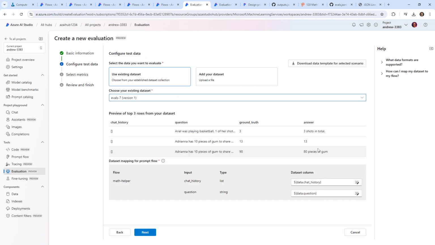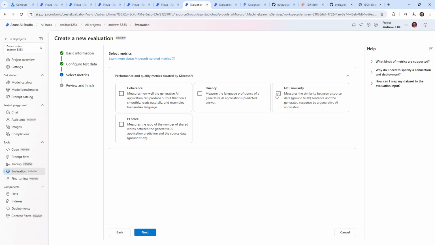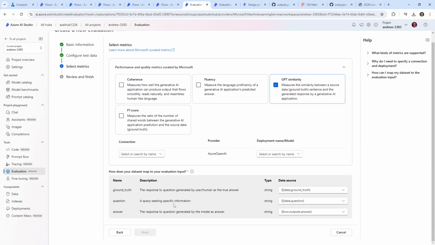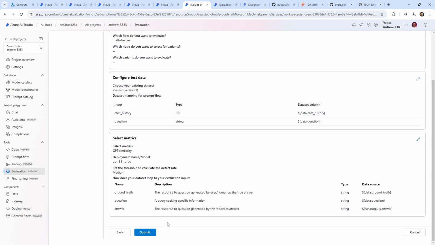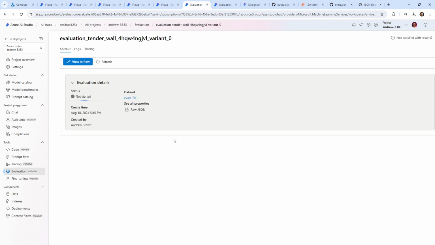It's eval 7. We'll go next here. I want to do similarity, measure the similarity between a source data and so on. So we'll do that. We'll choose this, 3, 5, and we'll go submit. But I really thought that there was some kind of other, because when I watched other videos and I did research on this, they showed that there was another prompt flow, and it would show you exactly what was working underneath.